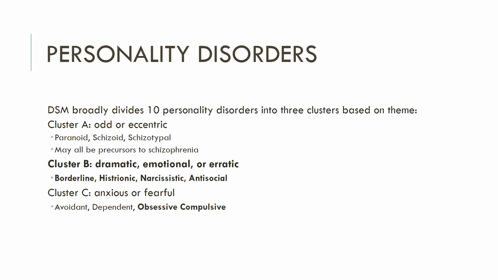Cluster C is the anxious or fearful personality cluster. And in here, we've got avoidant personality disorder, dependent personality disorder, and finally, obsessive compulsive personality disorder. We will also be talking about obsessive compulsive personality disorder today, though not the other two. The main reason for that is that there are a lot of similarities between OCPD and OCD, and people will commonly confuse the two. And so I think it's important that you guys know the difference. So we will be talking about OCPD as well.